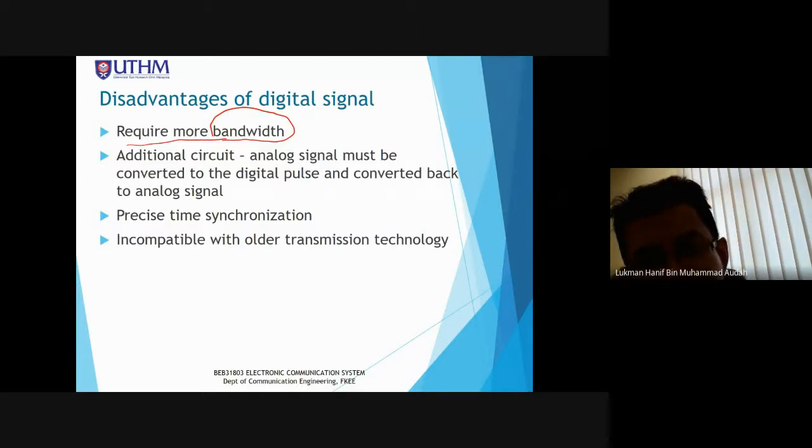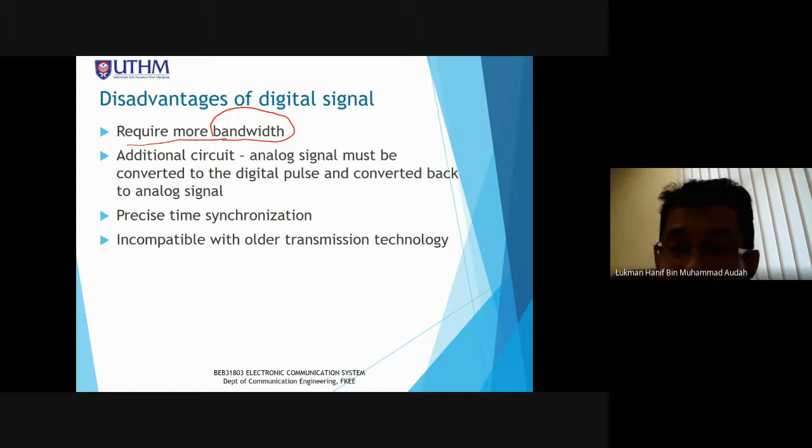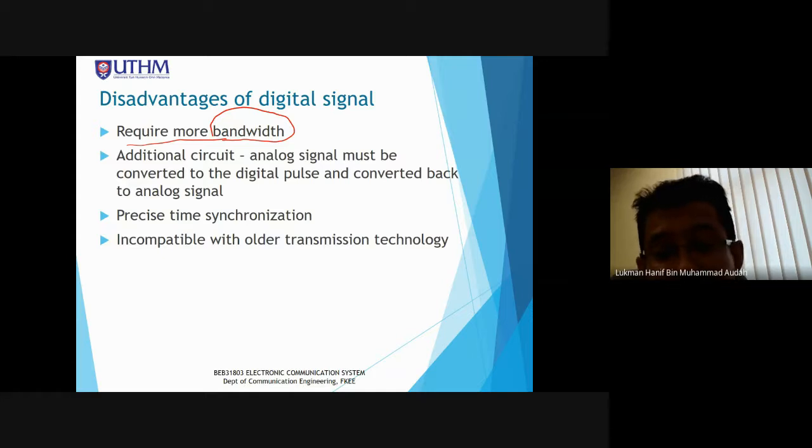Kalau kita subscribe kepada speed yang berbeza, sebab speed and bandwidth is related to each other. Kalau kita subscribe to a different kind of speed, for example 300 megabit per second, itu memerlukan bandwidth yang lebih besar berbanding dengan speed 100 megabit per second. So that's why the cost is higher. So operator ni dia bermain dengan bandwidth. Lagi besar bandwidth, you need to pay more. Okay, because bandwidth is money.